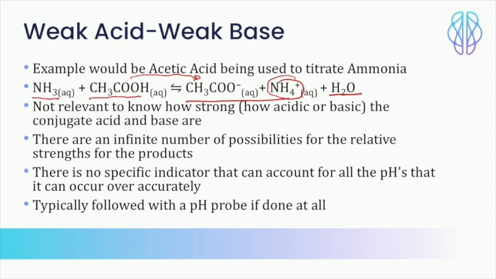However, this is just one titration. There is an infinite number of weak acids and weak bases that we could use, like combinations. And thus there is a complete spectrum of pHs, because the relative strengths of the conjugate acids and conjugate bases can differ greatly. So there's not one indicator that suits all titrations for weak acids and weak bases. If you really want to follow it, you'd probably use a pH probe, in which you literally just dip it into the beaker and you just monitor the pH.